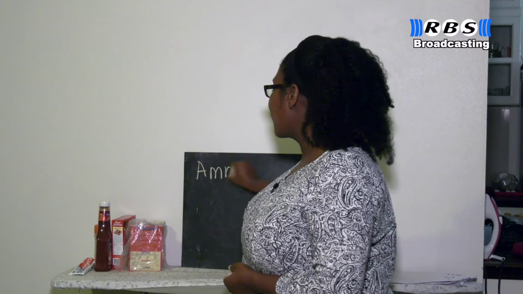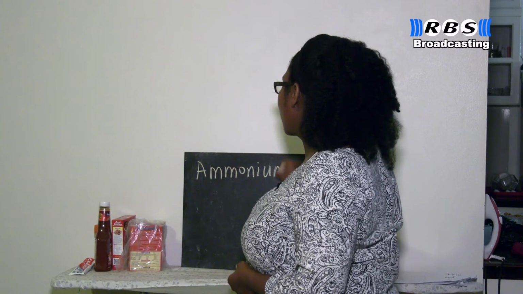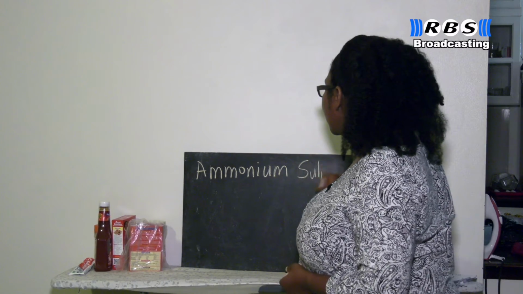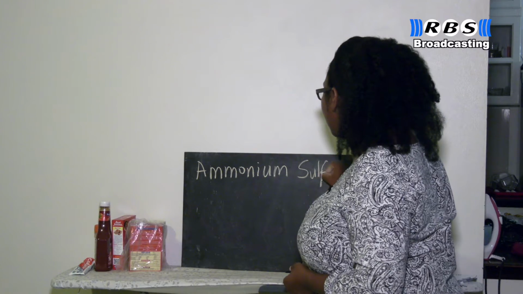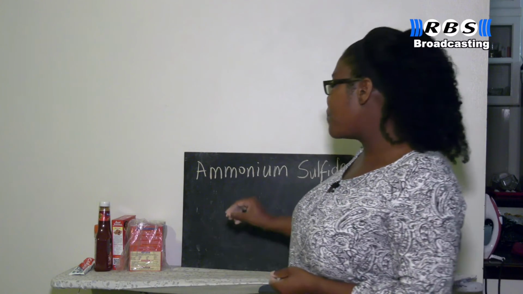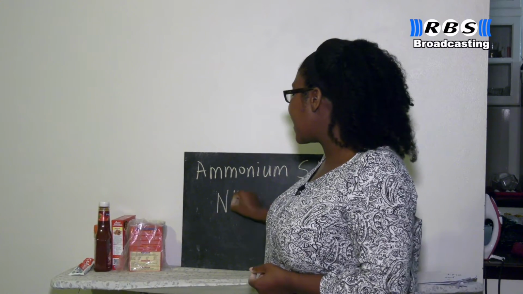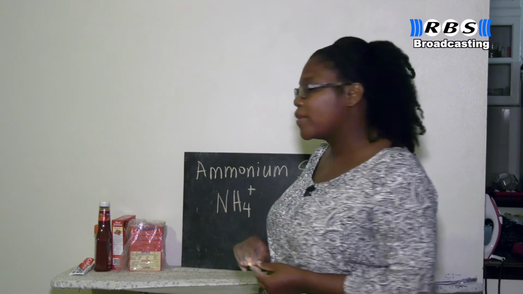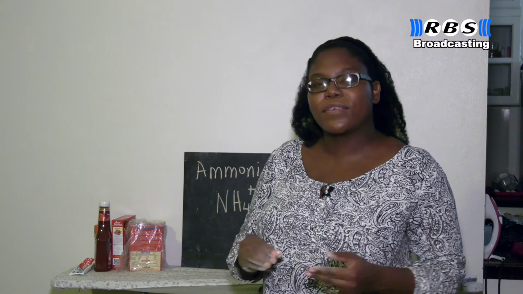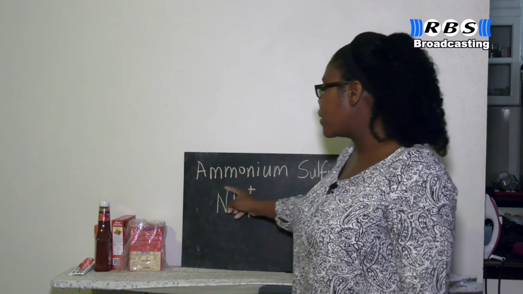Let's write the formula of ammonium sulfide. Ammonium sulfide. The ammonium ion is NH4+. This is a polyatomic ion because it is made up of many atoms. So polyatomic, many atoms. Let's take a look.